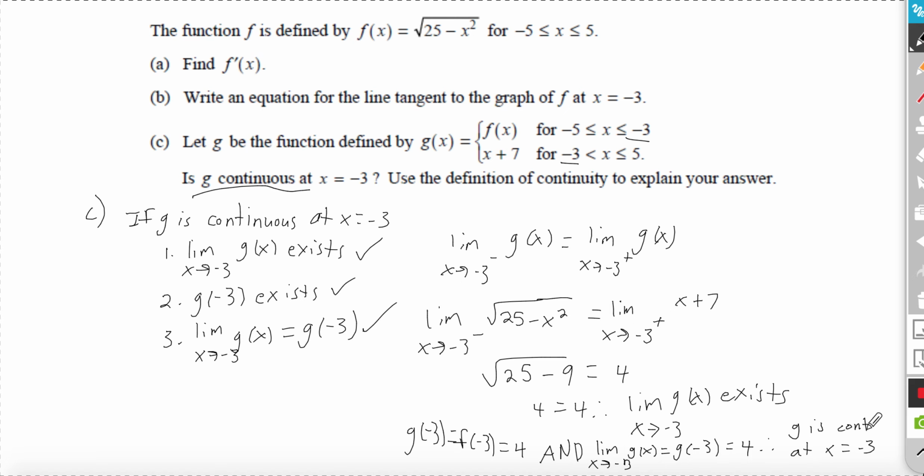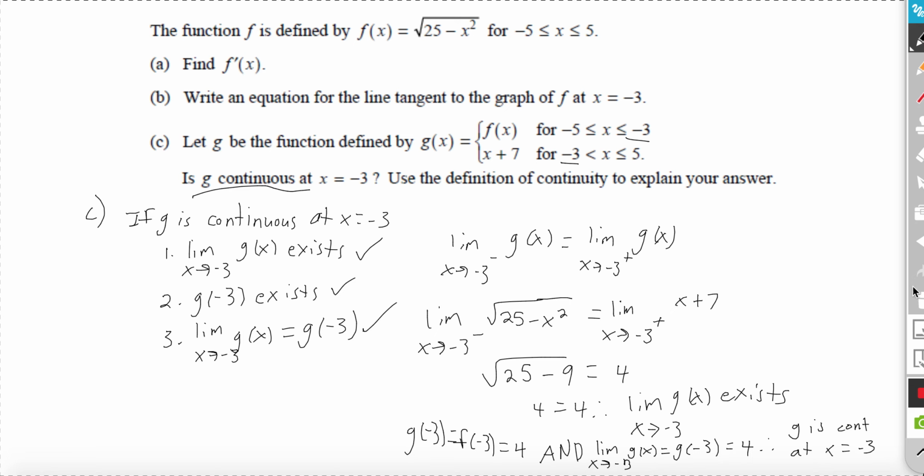G of x is continuous at x equals -3 with your explanation, which means you had to connect it back to your points up here, showing that the limit exists, point exists, and that they are equal. Okay? Your big key here is got to be able to show this step here, that the limit equals the point, which is 4, therefore G is continuous. 1 point for saying your answer with explanation, 1 point for showing your one-sided limits up here.